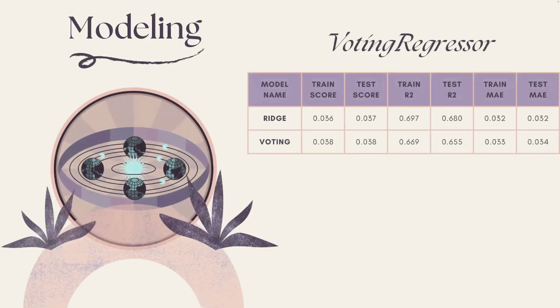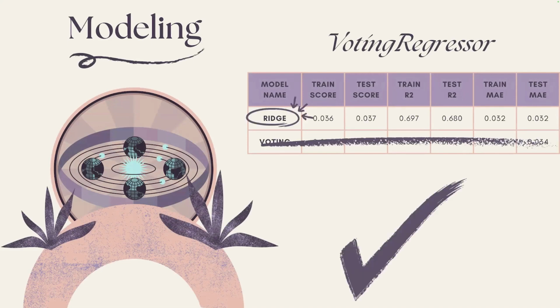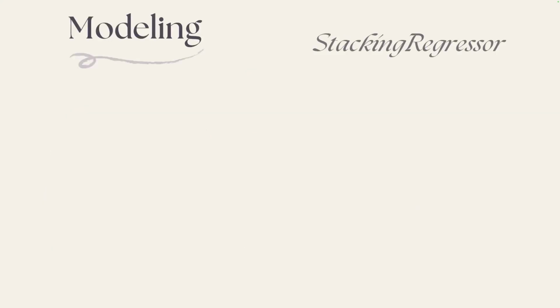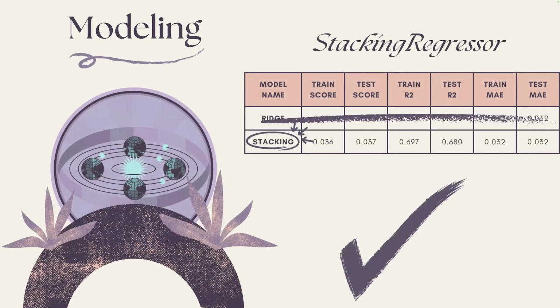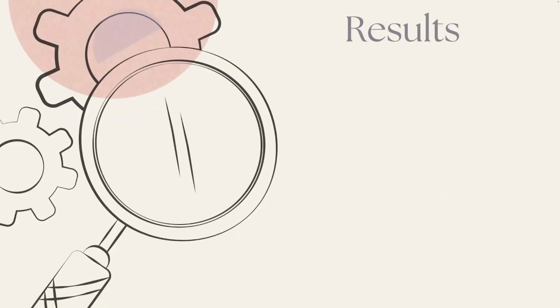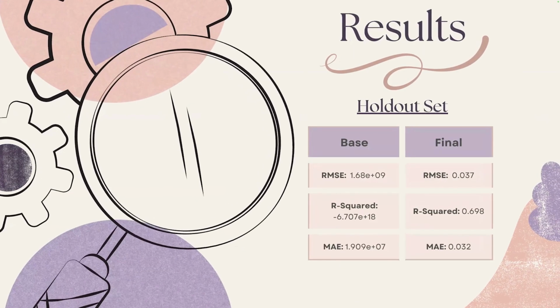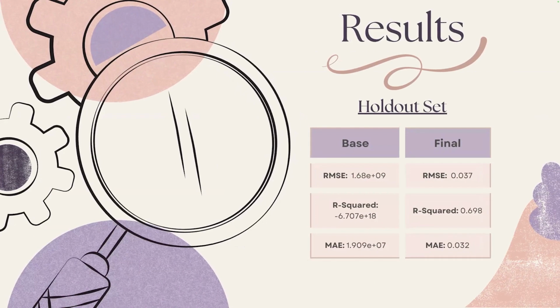Then I tried a voting regressor. The ridge still won out. And then finally, I tried a stacking regressor, and the stacking did ever so slightly better than the ridge. So that was the final model that I went with. And here are our final scores.